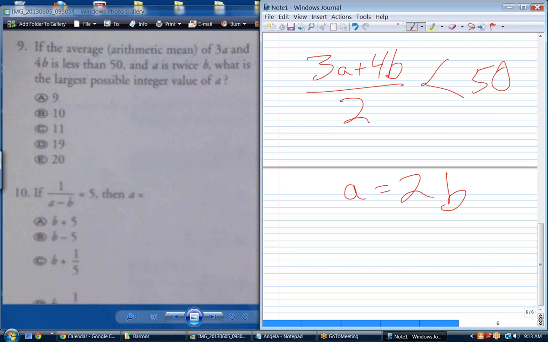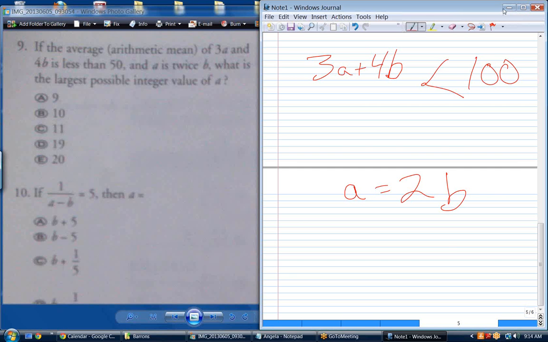On the first equation, I multiplied both sides by 2 to get rid of the denominator. And a equals 2b. So in the 3a, we could just make that 6b. So we now have 6b is less than 100, but notice what they're asking. They're asking for the largest possible integer value of a.